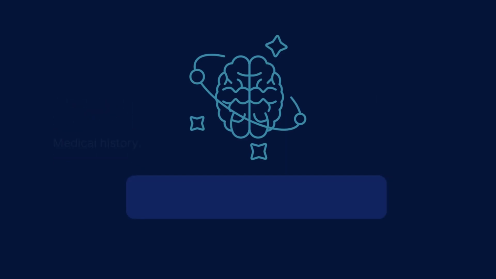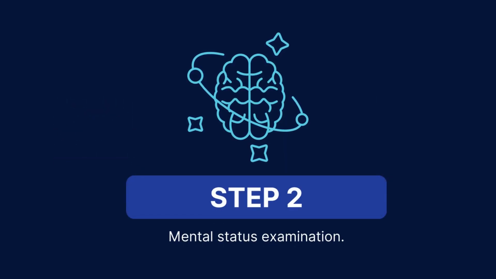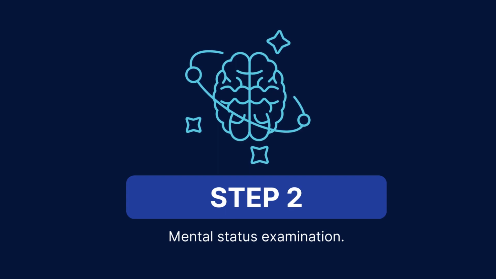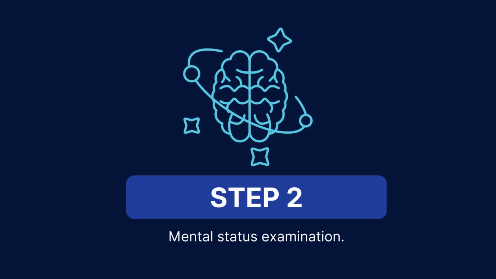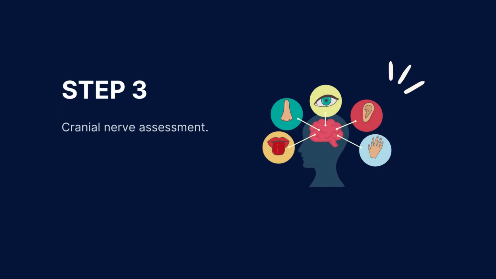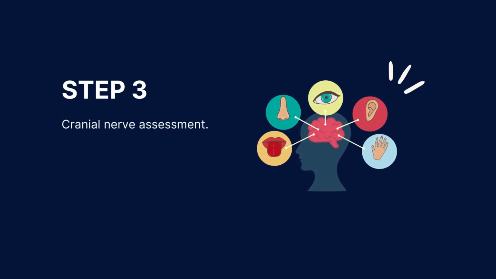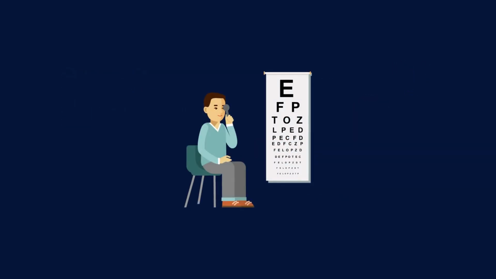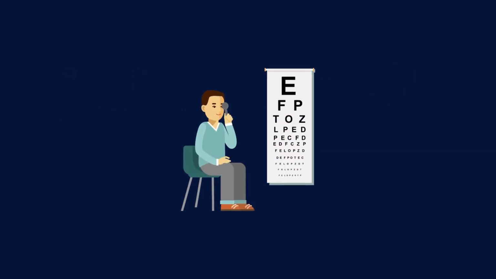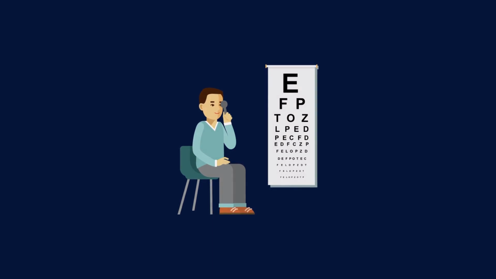Next is the mental status examination. This assessment evaluates the patient's cognitive function, memory, attention, language skills, mood, and behavior. Next is the cranial nerve assessment. The 12 pairs of cranial nerves are examined to assess their function. This involves testing various aspects like visual acuity, extraocular movements, hearing, smell, taste, and facial movement.